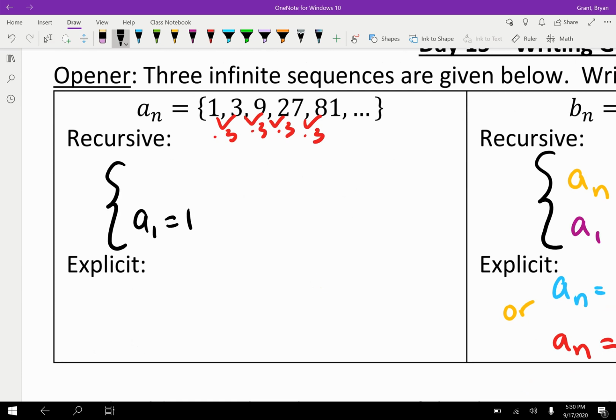We know the first term is 1. And to find a current term, we take a previous term and multiply it by 3. Right? To get 9, we go to the previous term, do 3 times 3, and we're there. Cool. Explicits can be a little different.